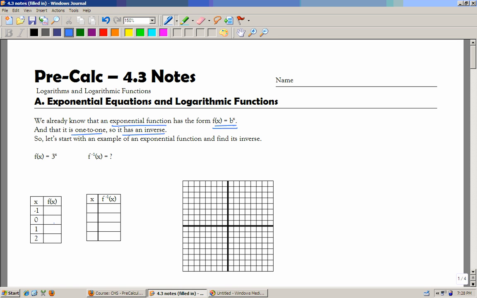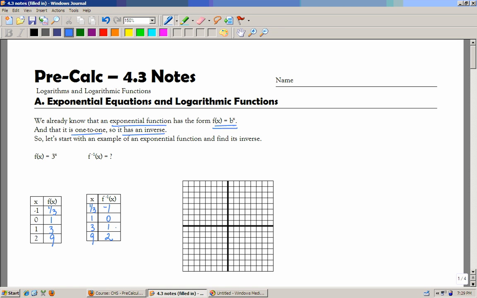If you just start plugging in values for x, if you plug in -1, 3 to the negative first power is 1/3. 3 to the 0 is 1. 3 to the first is 3, and 3 squared is 9. Now if we reverse all those in order to be the inverse function, all of the domain values then become the range, and the range becomes the domain. So each of these x and y coordinates reverse. So now the x values are the y values of the original function, and the outputs are going to be the original inputs, or the original domain.